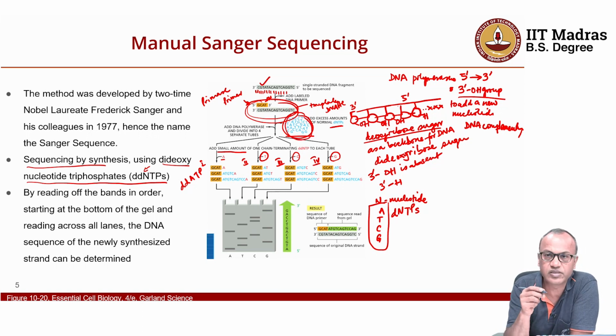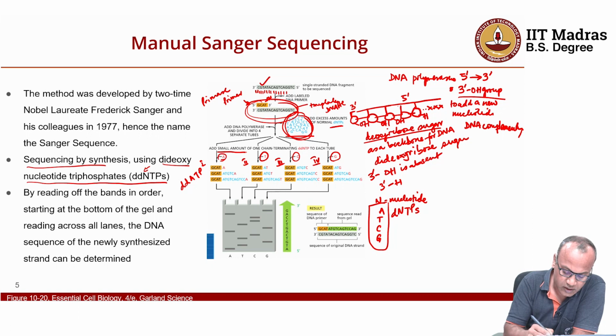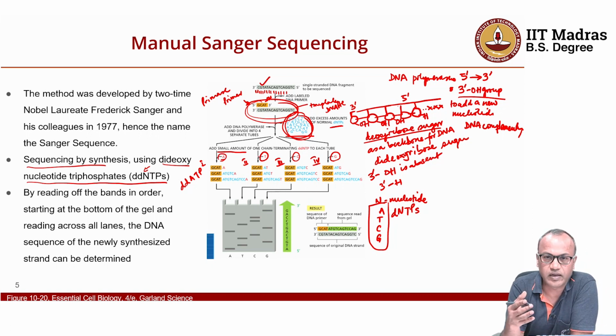So, now you have added these in small amounts. These are still the major input that the DNA polymerase will use to keep on adding the DNA sequence, reading the DNA sequence, but these are smaller amounts so that they do not always get integrated into the sequence, but get integrated at a very low frequency.